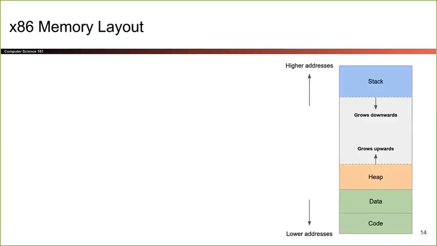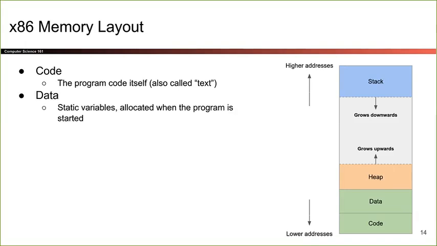Alright, so we're going to dive a little bit more into x86 specific stuff now. In x86, we have 4 main segments of memory that we need to worry about. The first is the code. Remember, the loader is going to load your CPU instructions somewhere into memory so that the CPU can execute them. The place that the loader loads this code to is called the code segment. Sometimes it's called the text segment. It doesn't really matter.